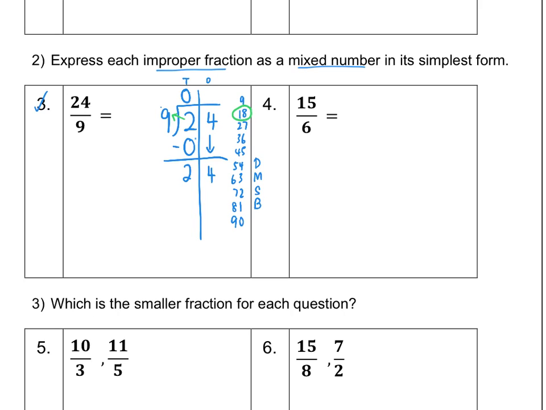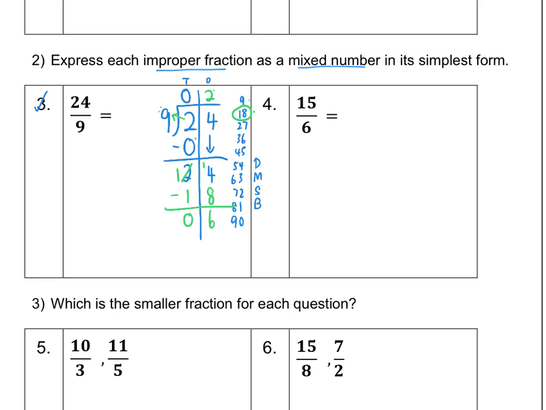So 24 divided by 9, the answer is 2. 2 times 9 gives 18. And we subtract, 4 minus 8. Cannot, so we got to regroup. Bring over the 1 to make 14. So 14 minus 8 gives 6. 1 minus 1 gives 0.